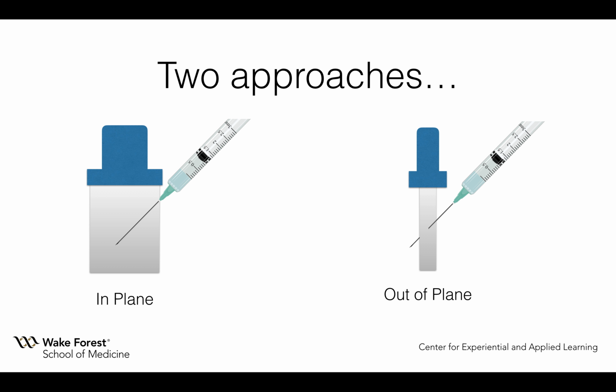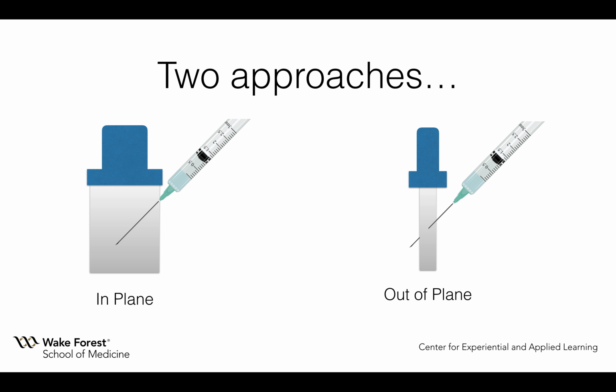When we're talking about ultrasound-guided procedures, there's really two different ways that we can move the needle through the ultrasound beam while we're doing the procedure. One method is called the in-plane approach, and in an in-plane approach, the ultrasound beam is always over the needle. The operator brings the needle in from one edge of the ultrasound probe and takes the needle under the probe towards the other edge of the probe. So again, the needle is in the ultrasound beam the entire time.